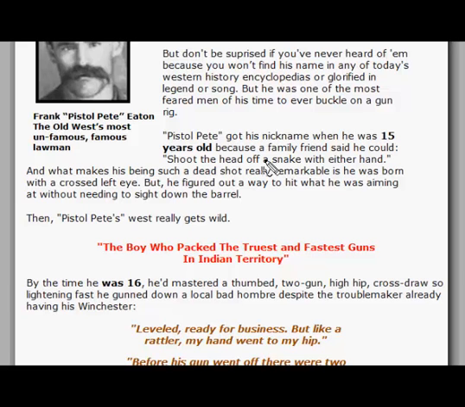Pistol Pete got his nickname when he was just 15 years old. Okay, you start by going on with the story about how he started and how he gained the kind of reputation that he gained, and good telling a story. This is a good way to start. Okay, you're using a story, and then Pistol Pete West really gets wild. The boy who packed the truest and the fastest guns in Indian territory. Okay, by the time he was 16, he'd mastered thumb, two-gun, high-hip, cross-draw so lightning fast that he gunned down a local bad hombre, despite the troublemaker already having his Winchester.